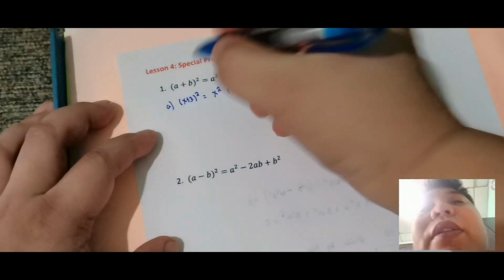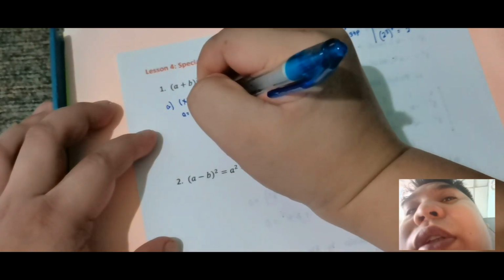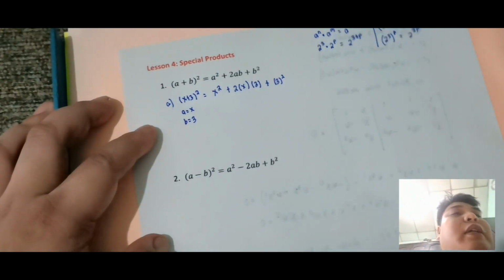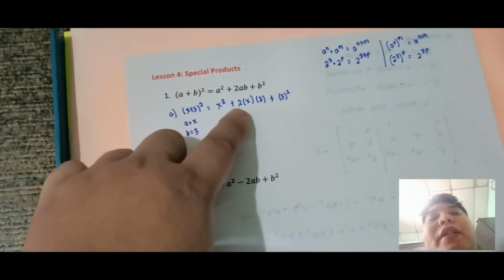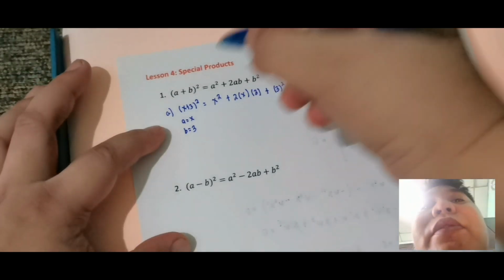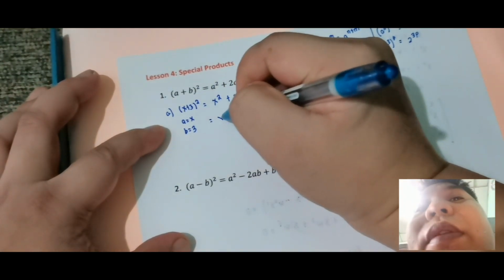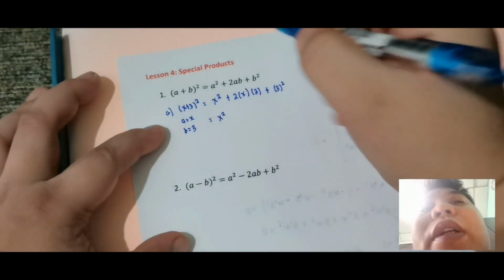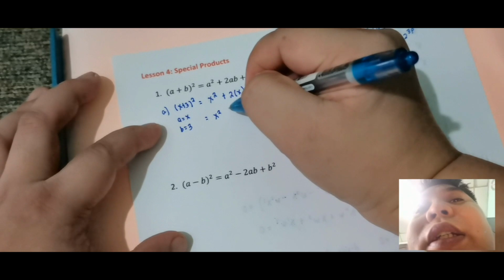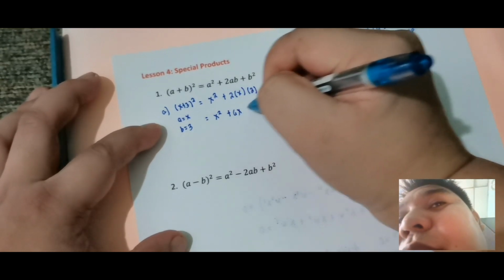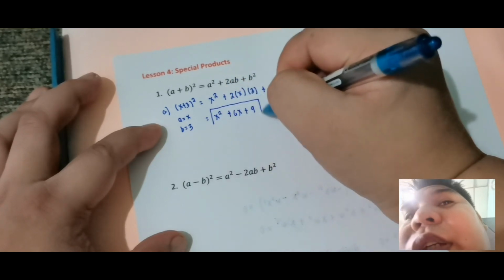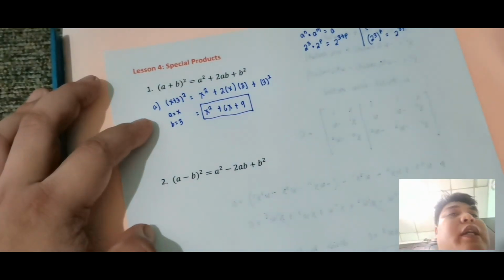Para hindi ka malito, ganito lang gawin mo. Yung a ko dito si x, yung b ko dito is si 3, para may guide ka sa formula. Kung nakikita mo, a squared plus 2ab plus b squared, para lang magamit mo yung formula. So this is equal sa x squared, then 2 times x times 3, that is 6x. Then plus 3 squared, that is 9. Therefore, ito yung sagot. Okay, ganun siya kasimple.